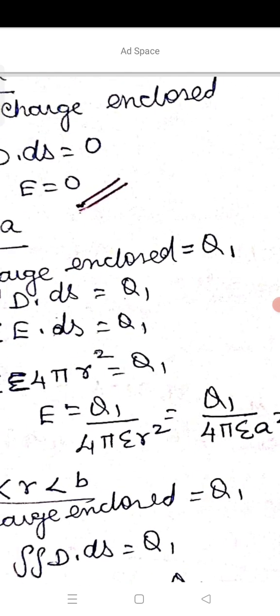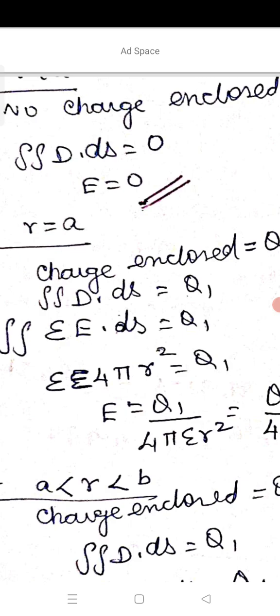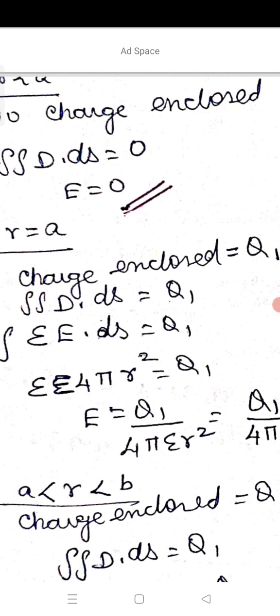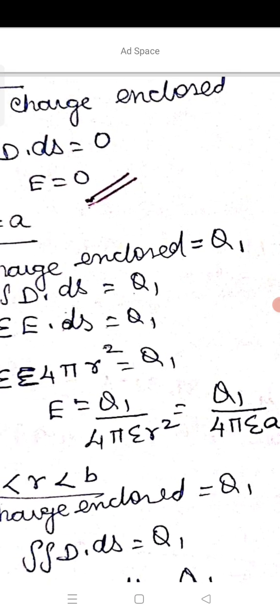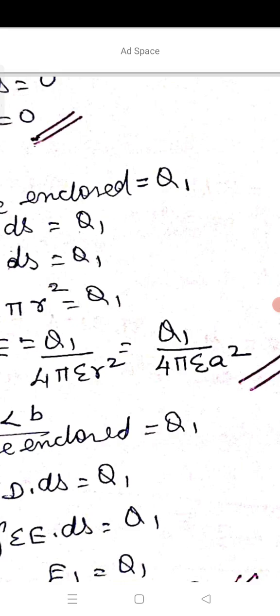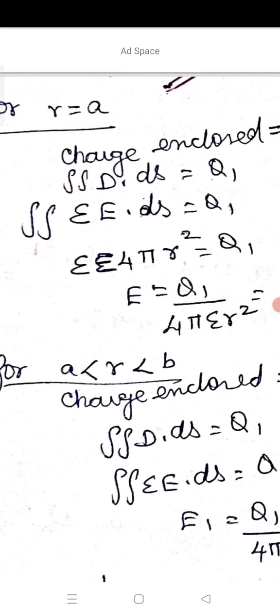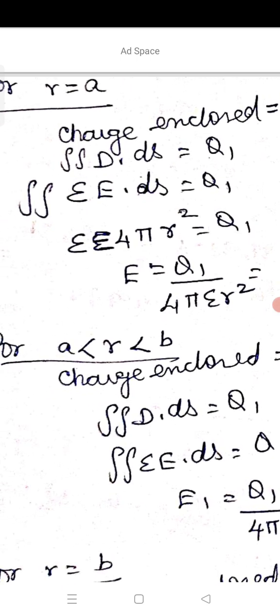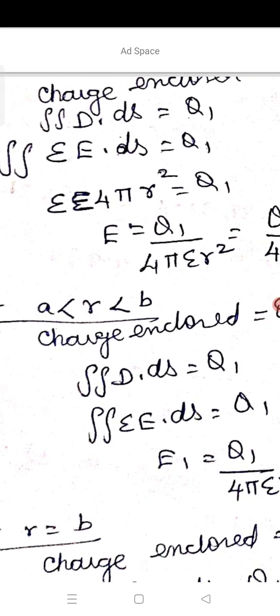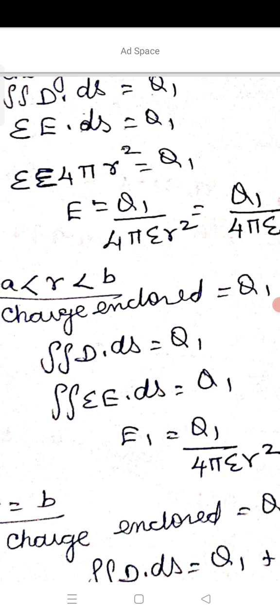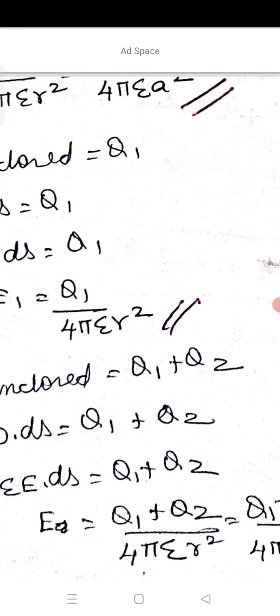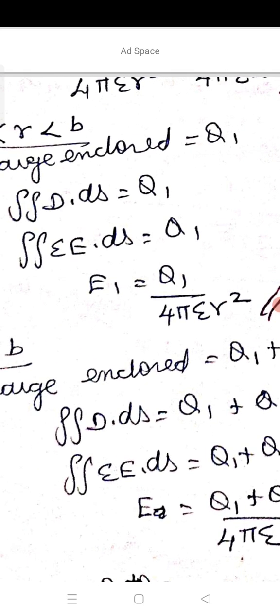D is nothing but epsilon E, and the total surface area for a sphere is 4 pi r squared. So epsilon E 4 pi r squared equals q1. Here E can be written as q1 by 4 pi epsilon r squared. When the radius is equal to a, E is q1 by 4 pi epsilon a squared. When the radius is in between a and b, only the charge q1 is enclosed, so the equation is q1 by 4 pi epsilon r squared only.